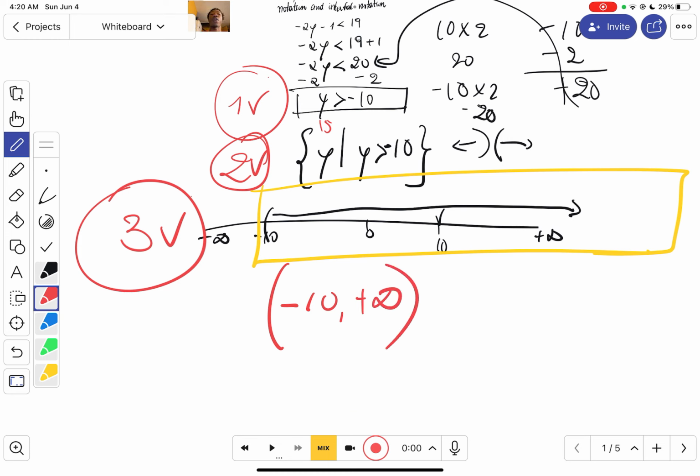So we have an inequality. It asks us to solve the inequality, which is step 1. Step 2, you write it in set builder notation using the brackets. Step 3, you graph it. Step 4, you give us the interval notation.